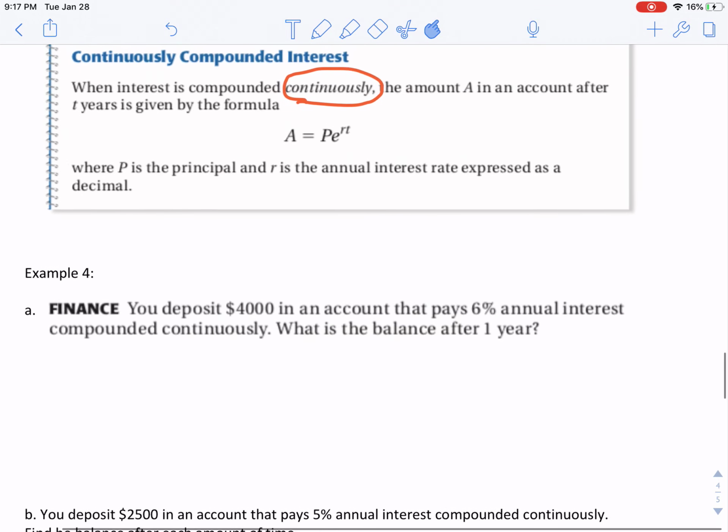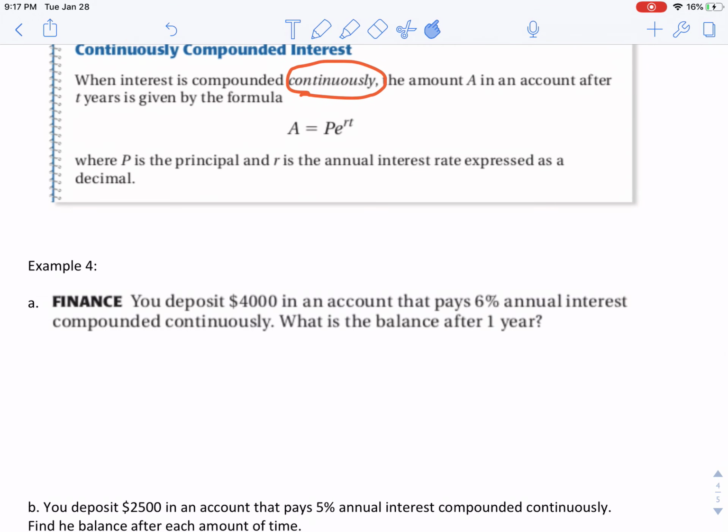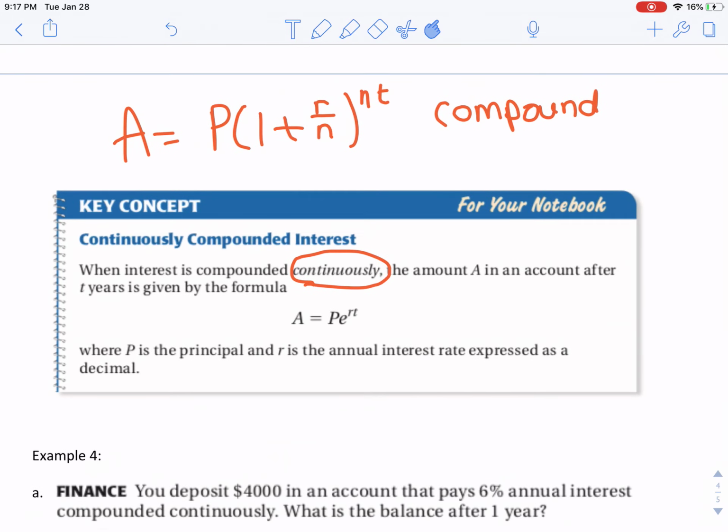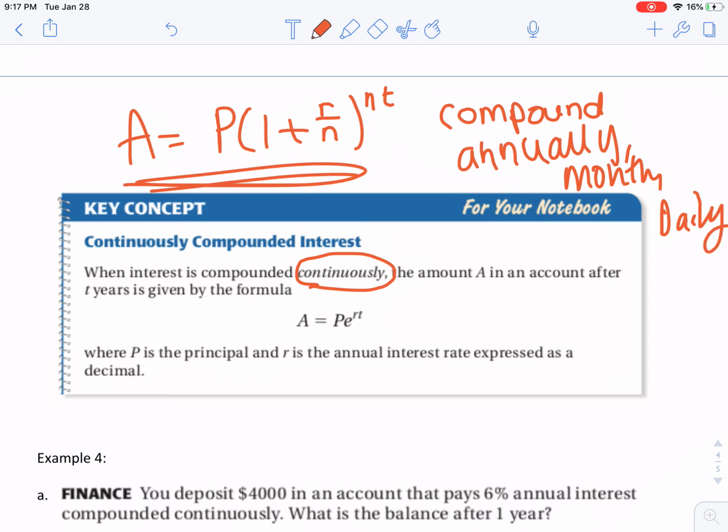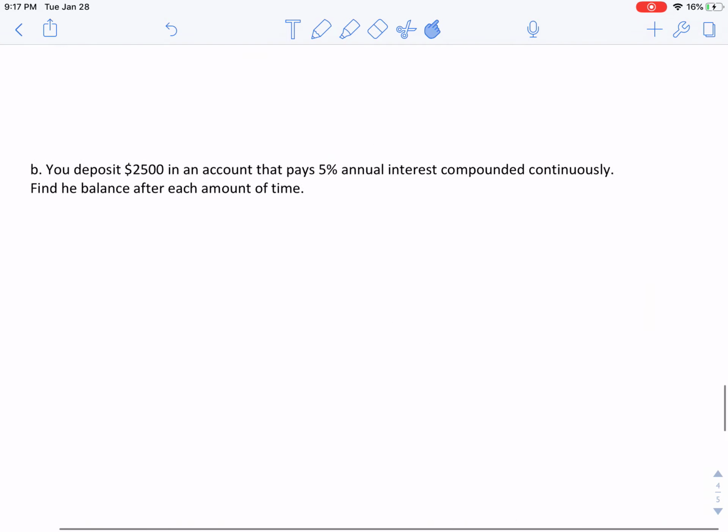So we're going to do an example using PERT. The key word when you're trying to decide whether you're using PERT or the other equation is "compounded continuously." If it says compounded annually, monthly, daily, those kinds of things, that's when you're going to use this equation. But if it says continuously, that's when you use PERT. So that's the big difference between the two.